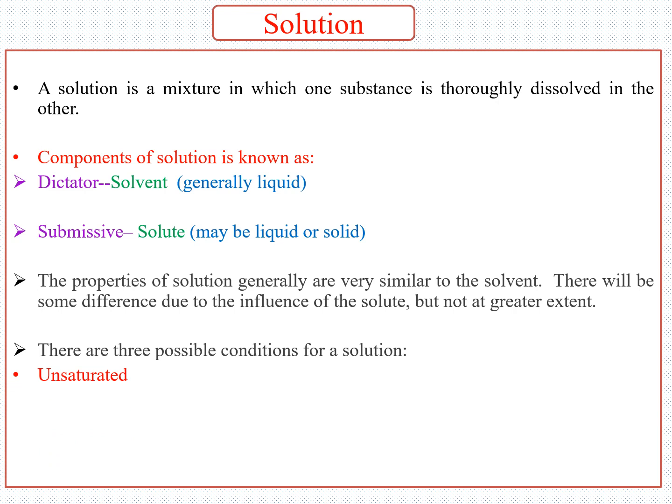So there are three possible conditions for a solution. The first one is unsaturated. If the solvent is dissolving less of the solute than it could dissolve at a given temperature and pressure, then the condition is known as unsaturated. Saturated. If the solvent is dissolving the limited amount of solute, then this situation is known as saturated solution. Supersaturated. If the solvent is dissolving more of the solute than it should under equilibrium conditions, the solution is known as supersaturated solution. The examples of solution are salt water and sugar water.